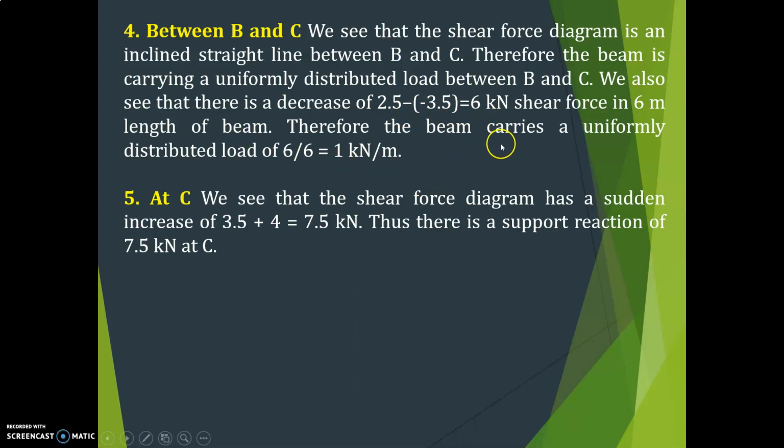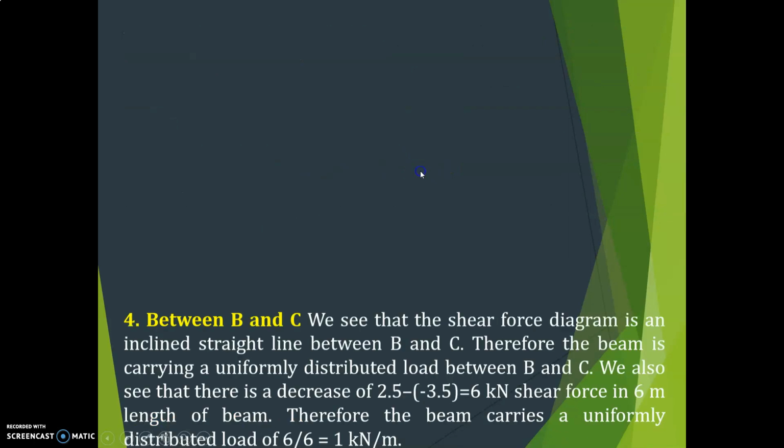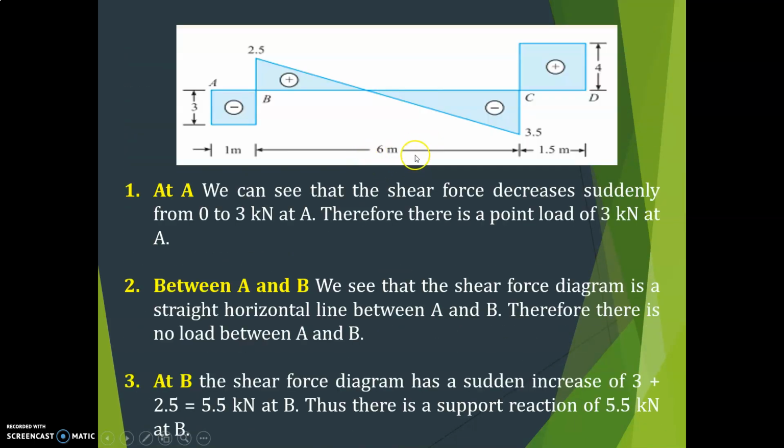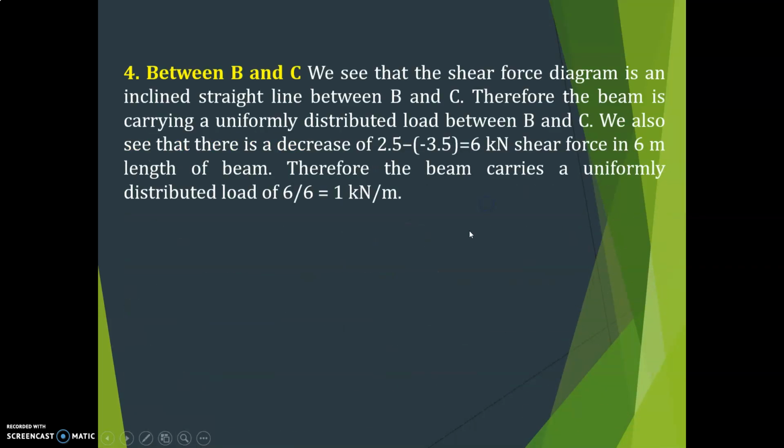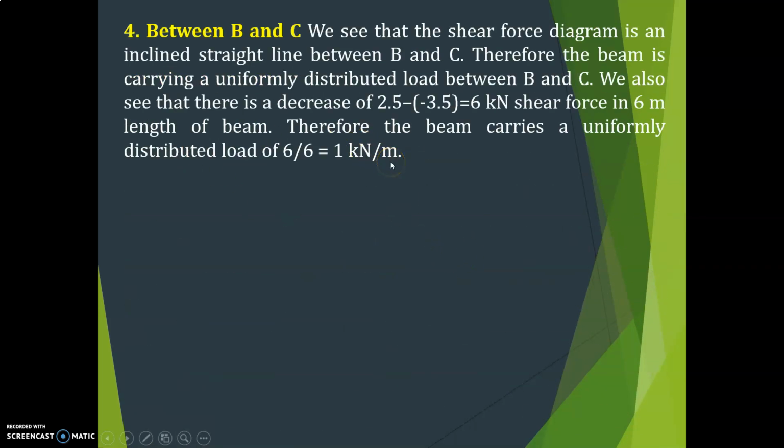This is a UDL, so you have to convert it into intensity, kilonewton per meter. For that you have to divide by the length. What is the length here? That is 6 meters. So 2.5 plus 3.5 becomes 6, and 6 divided by 6 equals 1. So a UDL of 1 kilonewton per meter is acting between B and C.